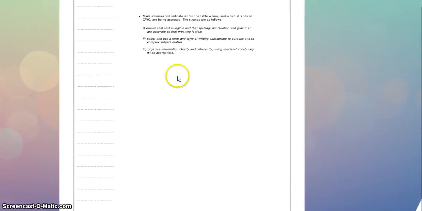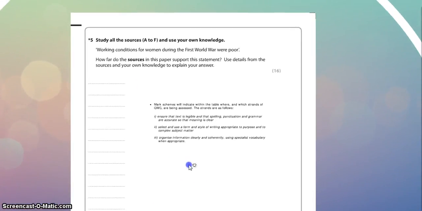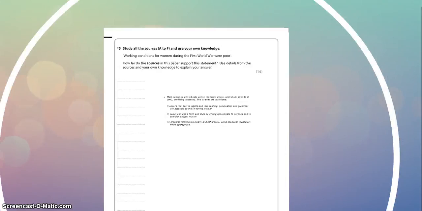Keep going back to this question. Okay. Working conditions for women during the First World War were poor. Every paragraph, check it links back to that. Are you answering that question using the sources and your own knowledge? And if you are, you're going to score well. Okay.